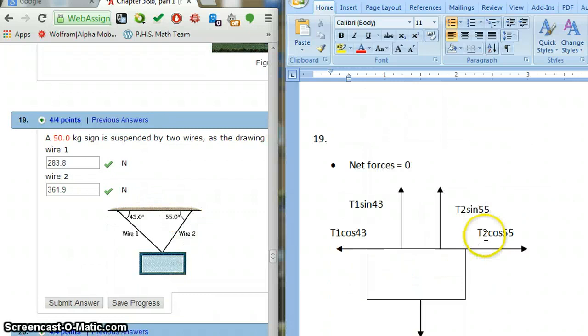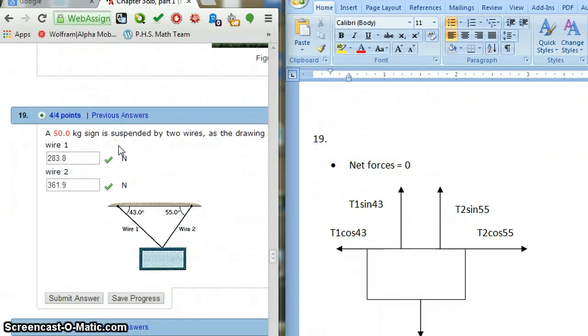So this is for the current WebAssign chapters 5 and 6, which is going to be on Newton's laws and the application of his laws. I'm going to start on number 19, which is the one about two angles with two tensions in it.